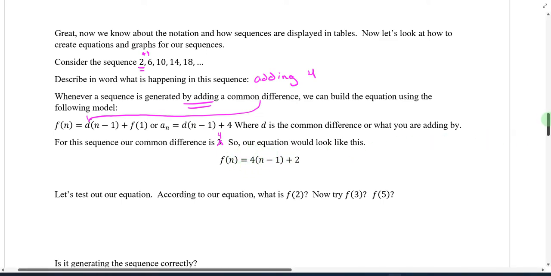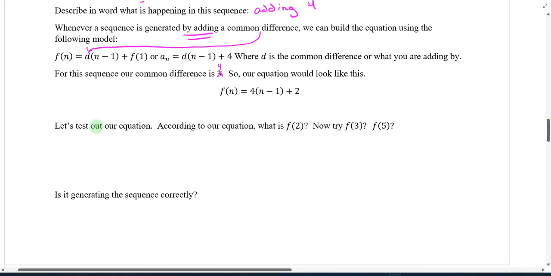So we want to test it and make sure that it works. So let's test our equation. It says, according to our equation, what is f of 2? So let's test f of 2. F of 2 equals, and so I'm going to go up here. Remember, wherever I see an n, I'm going to put a 2 in. So I got 4 times 2 minus 1 plus 2. So 2 minus 1 is 1, so we've got 4 times 1 plus 2. 4 times 1 is 4 plus 2. So we can say f of 2 equals 6. So this is a fancy way of saying the second term is 6.